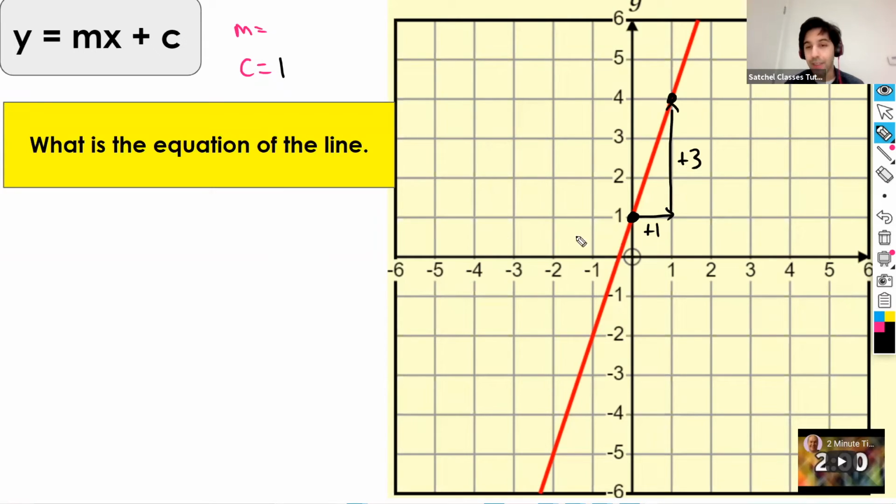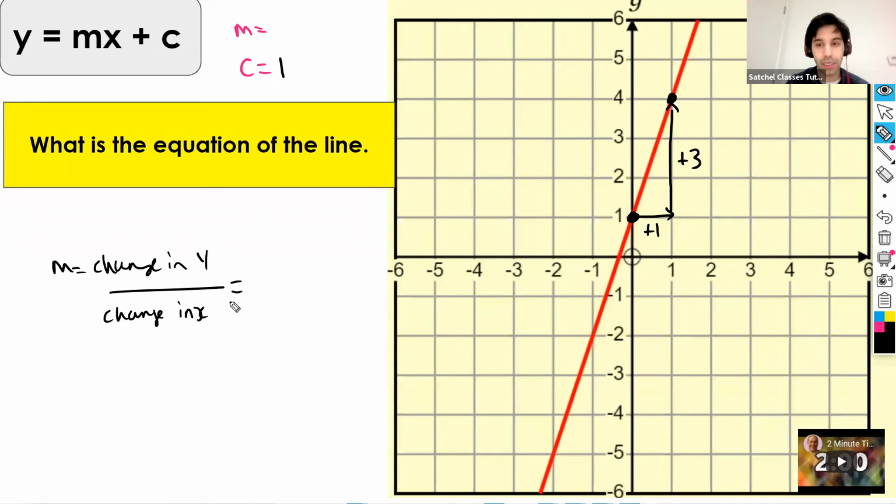So in that case, m is change in y over change in x. So that's going to be 3 over 1, which is simply 3. So m is equal to 3. Therefore, the equation of the line is going to be y equals 3x plus 1.